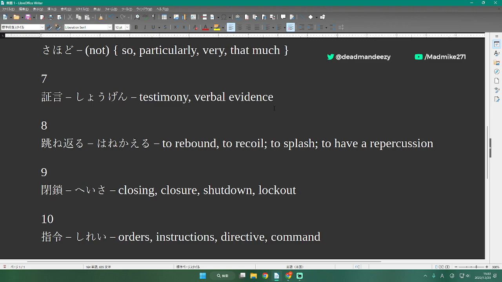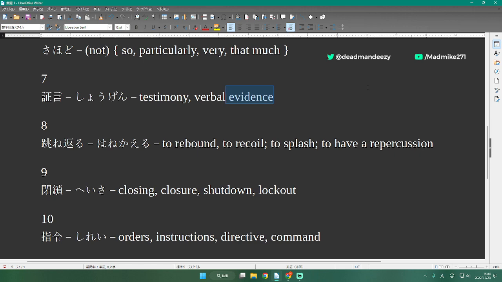Number 7 is shogen. Sho on the left side for proof, and gen on the right side for speaking or talking or verbal. So this means testimony. This is proof by means of talk or verbal evidence. Shogen is a testimony or verbal evidence.